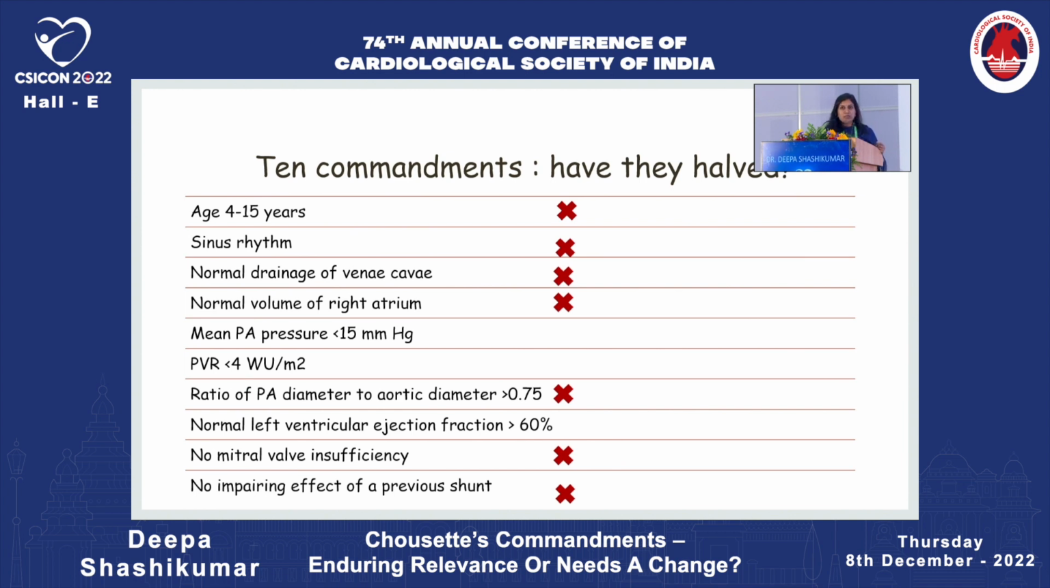So, as years went by, people started finding ways to overcome the hurdles caused by the Ten Commandments. They started doing Fontans much below 4 years of age. They also were forced to do Fontans after 15 years of age. They found ways to do Fontan in patients who were not in sinus rhythm by pacing. They could surgically correct the systemic venous drainage, and right atrial volume no longer mattered because everybody started doing extracardiac Fontan. But still, mean pulmonary artery pressures, pulmonary vascular resistance, and to a certain extent, good ventricular function still continued to be basic requirements for a Fontan to be completed.